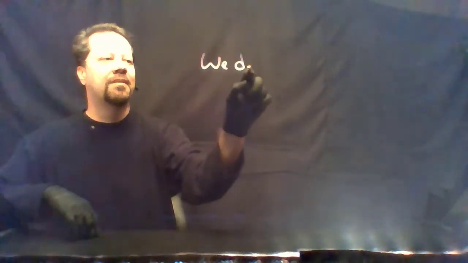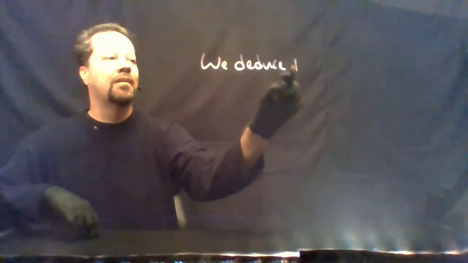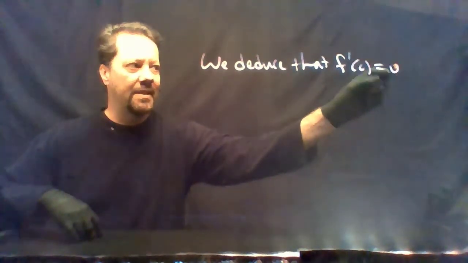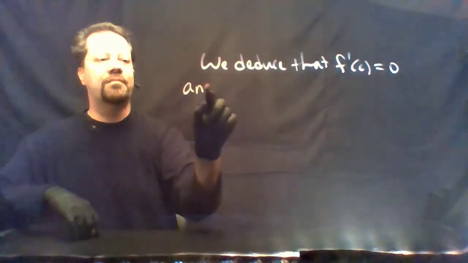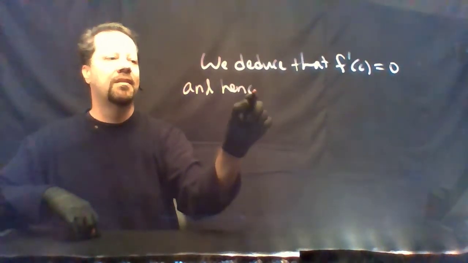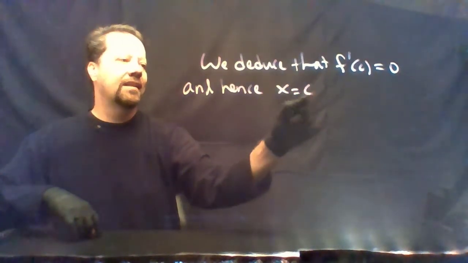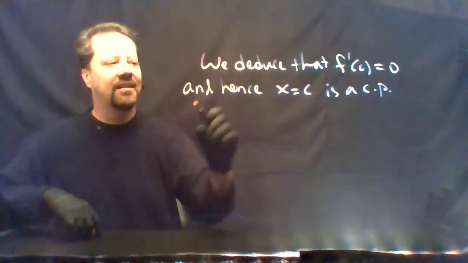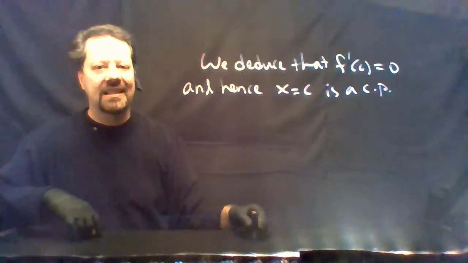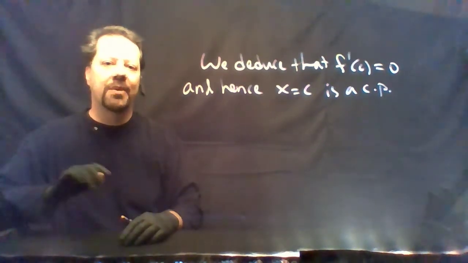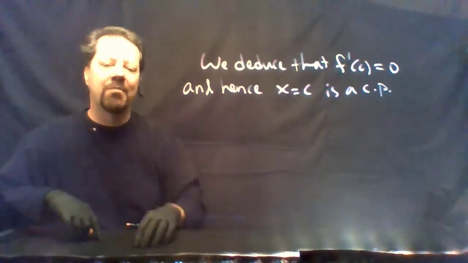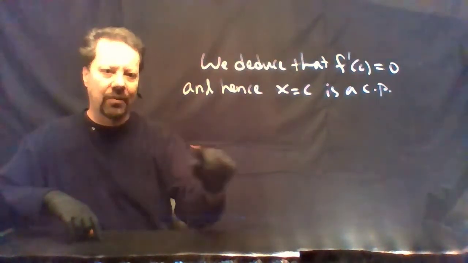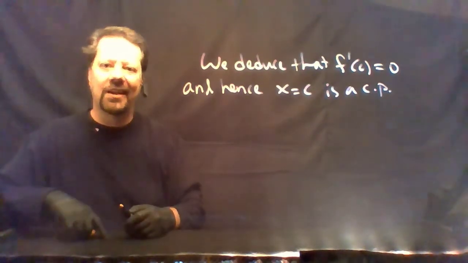We deduce that the derivative at c must in fact be 0, and hence x equals c is a critical point. That completes this case. This case was the case where we assumed that the function has a local maximum at x equals c. The proof follows similarly if you have a local minimum, just the directions of the inequalities are reversed.